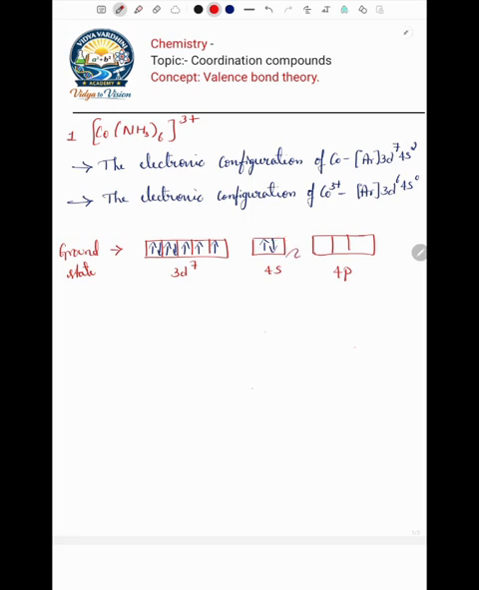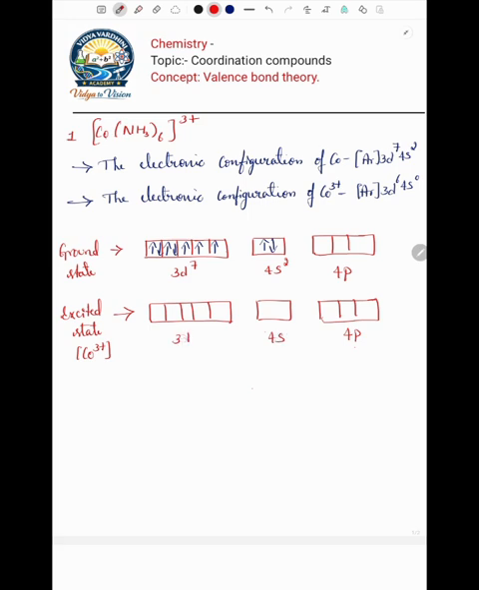Now the excited state. Right now the cobalt oxidation state is +3, so we need to write the electronic configuration for cobalt 3+. This will become 3d6. There are 6 electrons in the excited state and 0 electrons in 4s and 4p. Let me draw those electrons here, 1, 2, 3, 4, 5, 6. We have to fill each orbital with a single electron, then only we pair. This is according to Hund's rule.